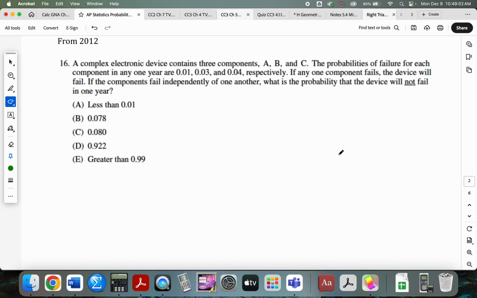A complex electronic device contains 3 components, A, B, and C. The probabilities of failure for each component in any one year are 0.1, 0.01, 0.03, and 0.04 respectively. If any one component fails, the device will fail. If the components fail independently of one another, what is the probability that the device will not fail in any one year?